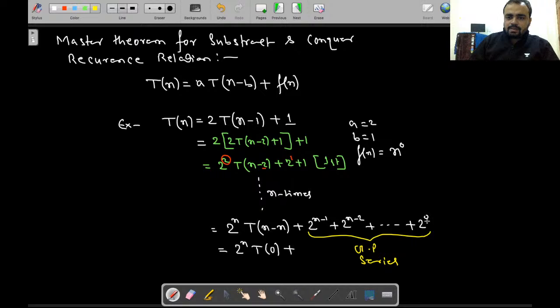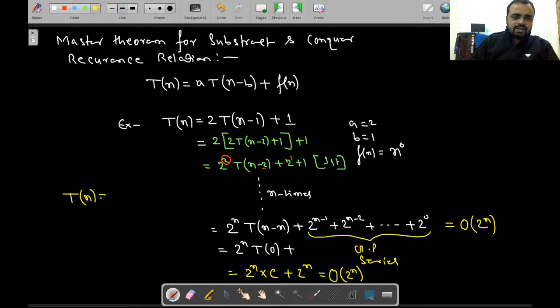और इस GP सीरीज को जब आप सॉल्व करोगे तो it will derive order of 2 to the power n. So finally it will become 2 to the power n into c plus 2 to the power n. So this implies order of 2 to the power n. So finally the time complexity of this recurrence relation is order of 2 to the power n, and this is the time complexity for the tower of Hanoi.